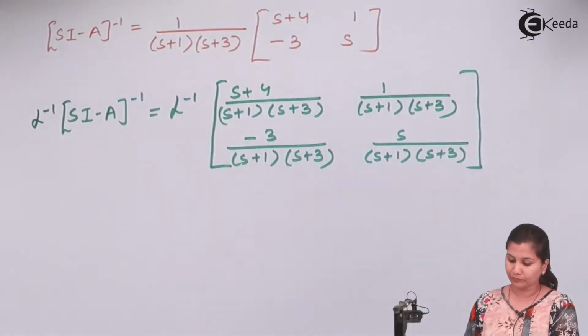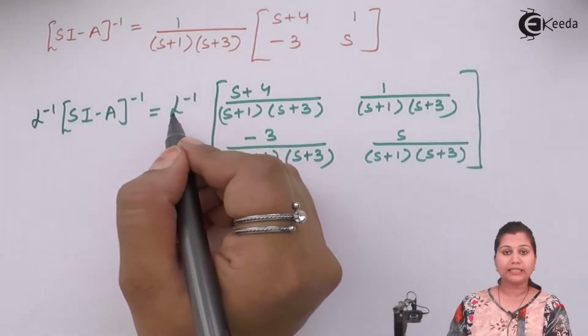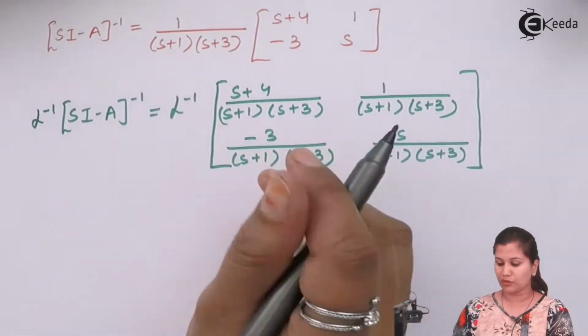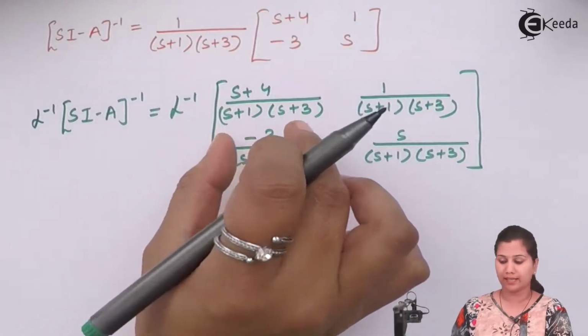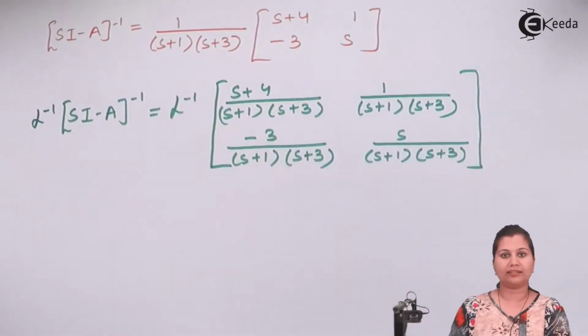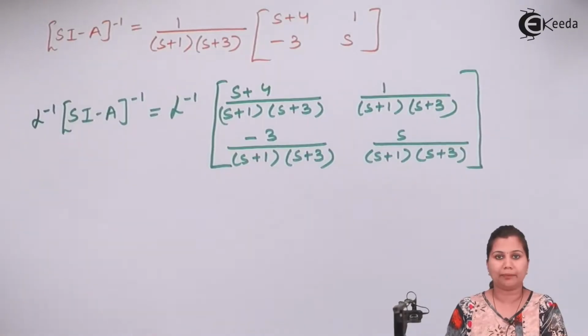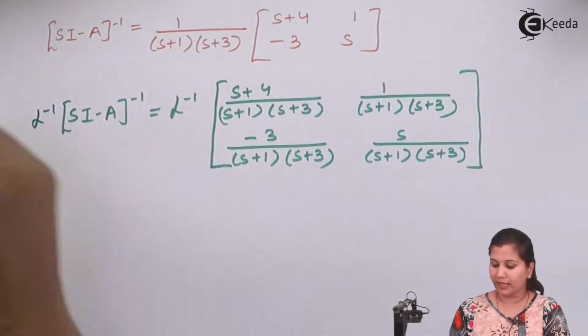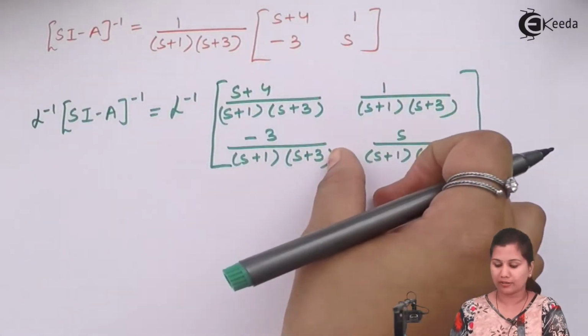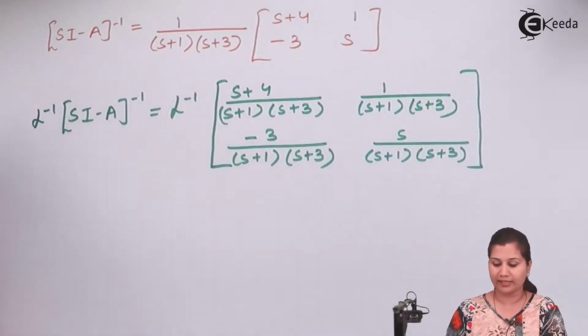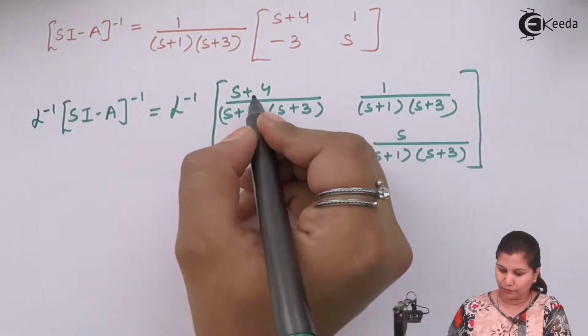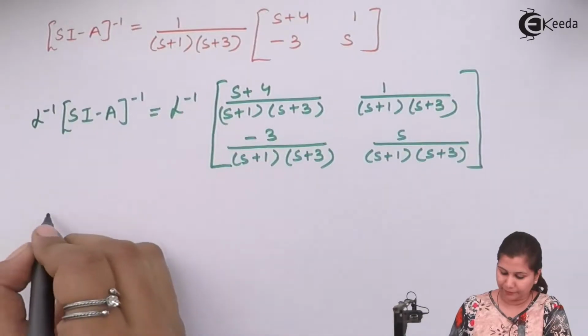Now, for taking the inverse Laplace transforms, we should convert these terms into the standard form so that we can directly apply the formulas for the inverse Laplace transform. For this, we have to take the partial fractions so that they can be factorized, and then we can apply the formulas. So first, factorize this.